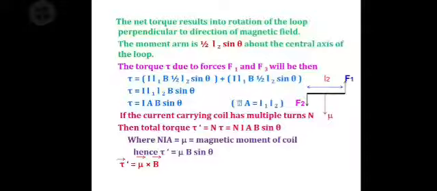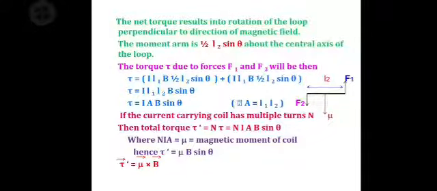So you can rearrange the equation. Half will become a plus, and tau is equal to I L1 L2 B sine theta. Here L1 L2 is nothing but the area of the rectangular coil. So tau is equal to IAB sine theta.